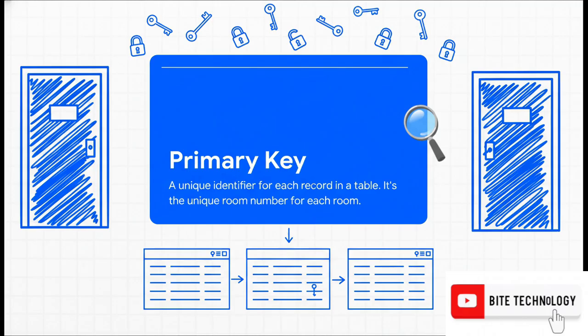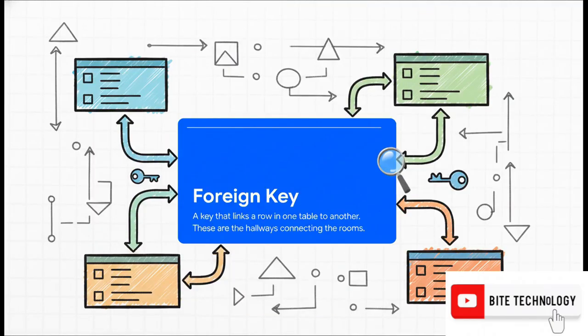You can think of it like the room number on a hotel door. No two rooms can have the same number, which means every single record is guaranteed to be one of a kind. So now we've got all these rooms. How do we connect them?